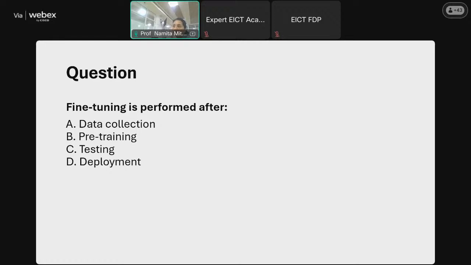Fine tuning is performed after data collection, pre-training, testing, and deployment. So it means we have generic data set already in hand that has been trained, and we have to tune it according to the specific task. So you are right. Everyone is right. Answer is pre-training. So the pre-training is done or training is done on the new data set that is specific to the task.